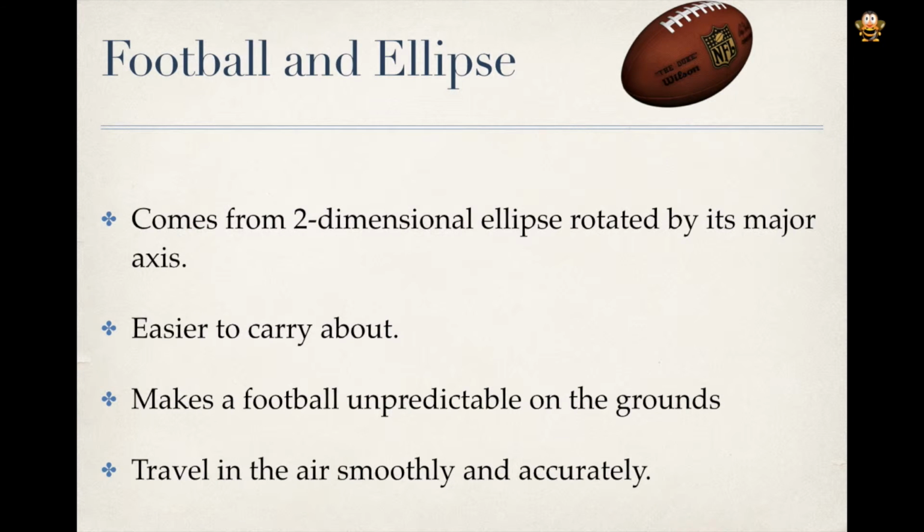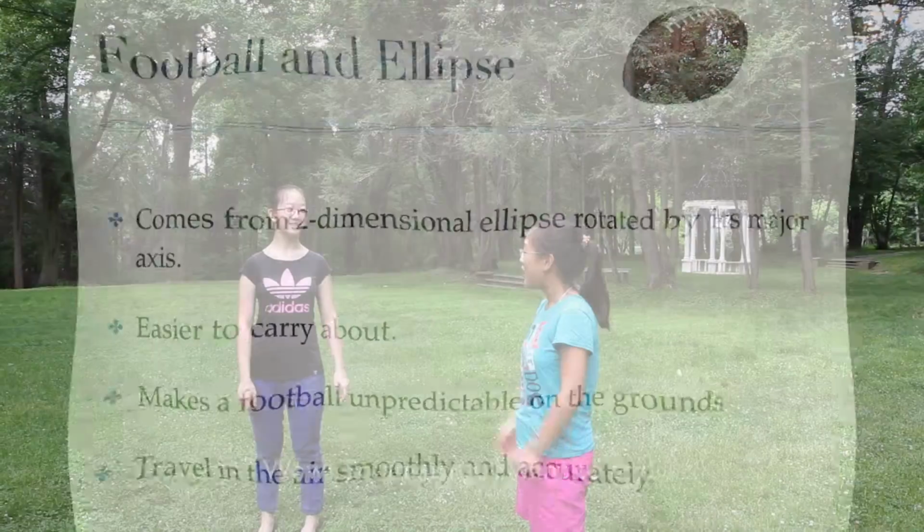Most sports use a rounded ball because it is symmetric. No matter where I hit it, it will always have the same response. However, the design of football makes it unpredictable when it hits the ground. It also allows the football to travel through the air more smoothly and more accurately.